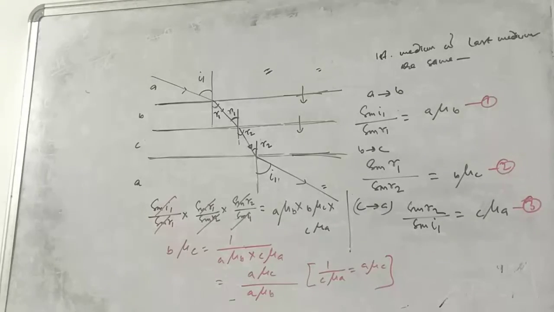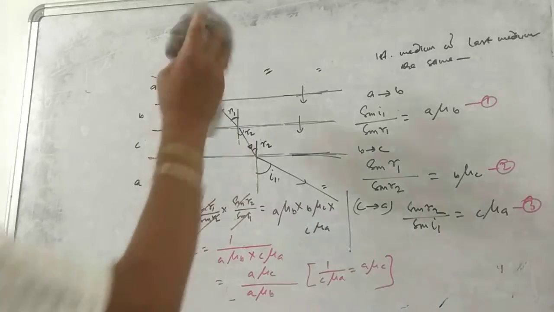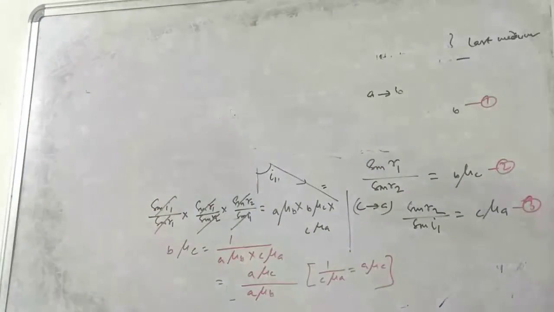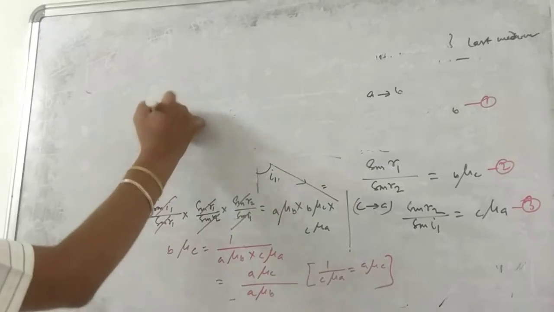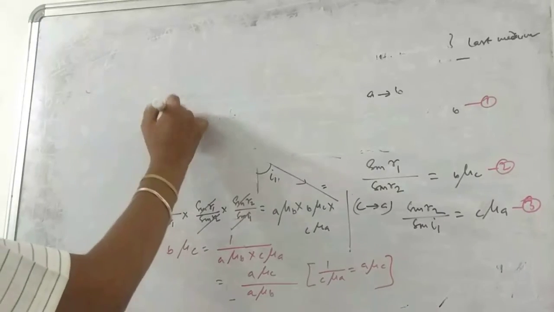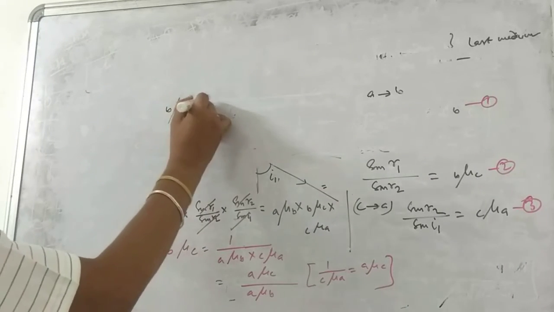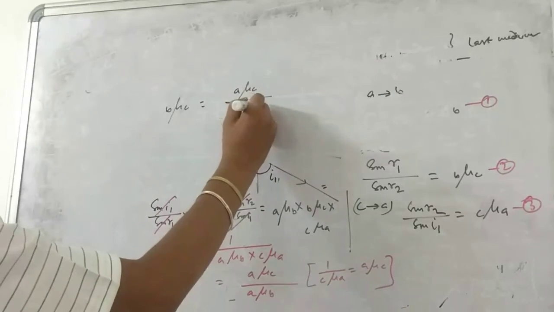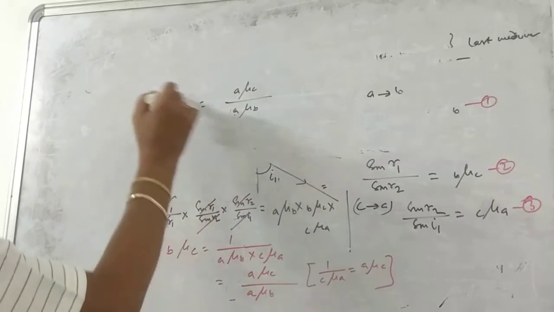So what is our B mu C? B mu C, that is mu C with respect to B, is nothing but mu C with respect to A divided by mu B with respect to A.